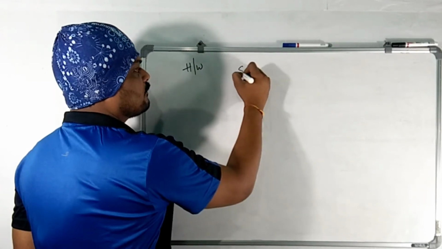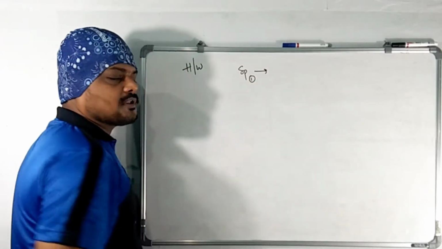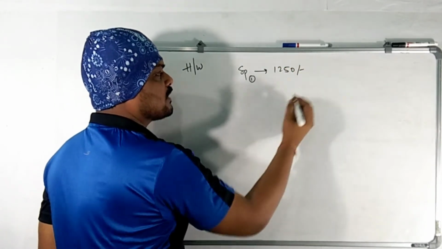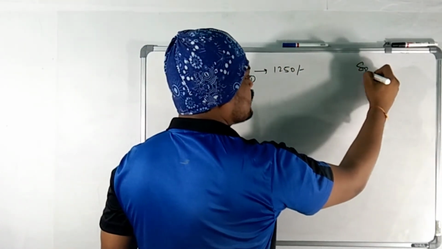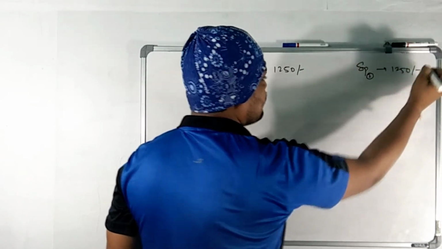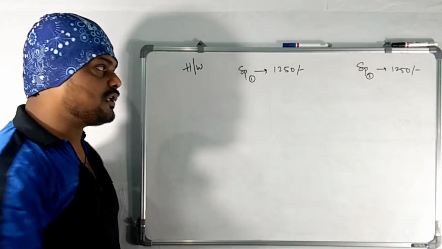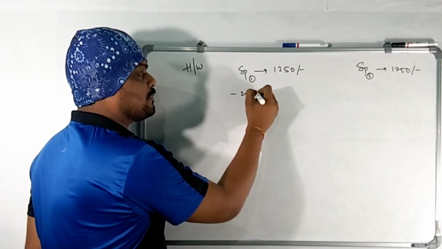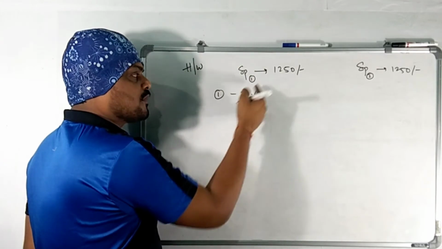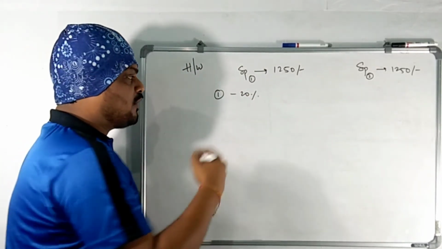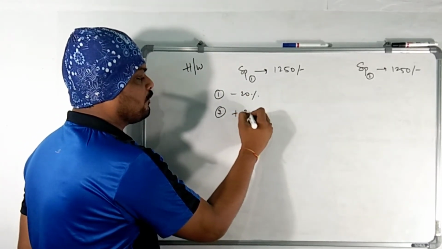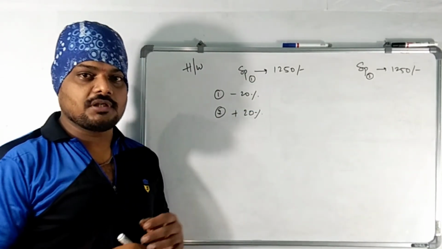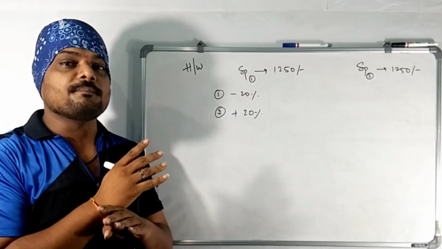See the conditions. The selling price of the first article is 1250 rupees, and the selling price of the second article is 1250 rupees again. And the conditions of the question are given as, on the first article he got a loss of 20%, and on the second article he got a profit of 20% again.